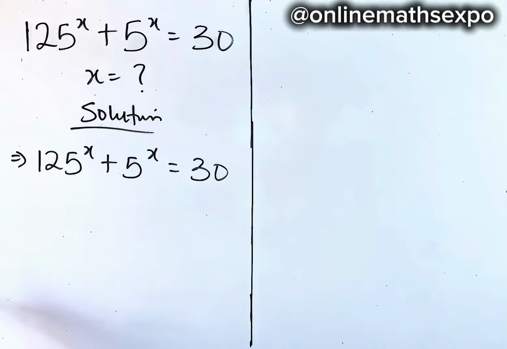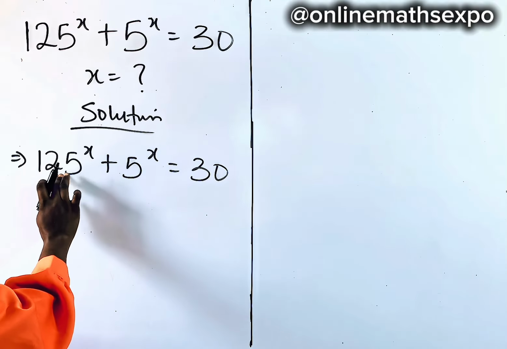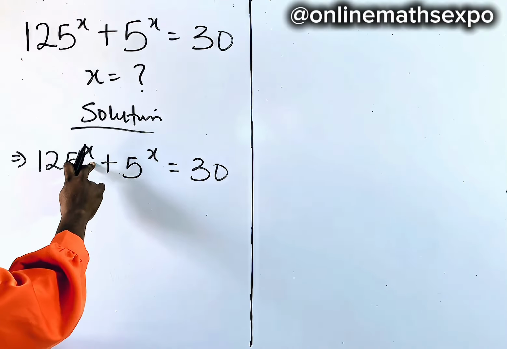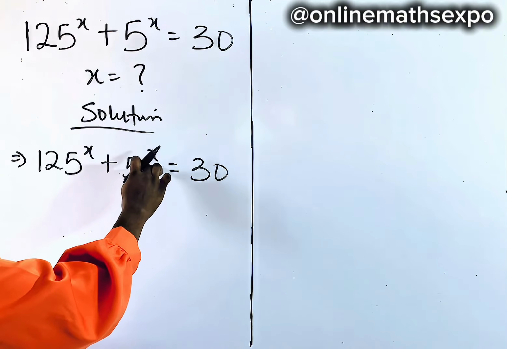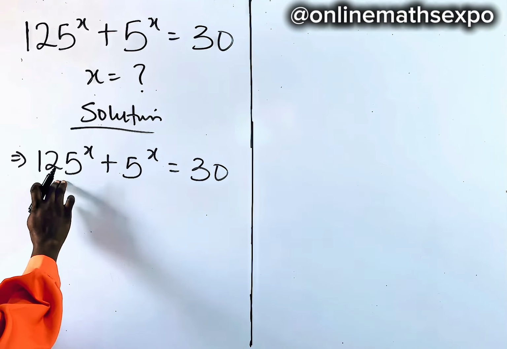Now, what do we do? What is that value of x that we'll put here, so that when you raise this 125 to that value, add it to the 5 raised to the same value, it gives you 30?